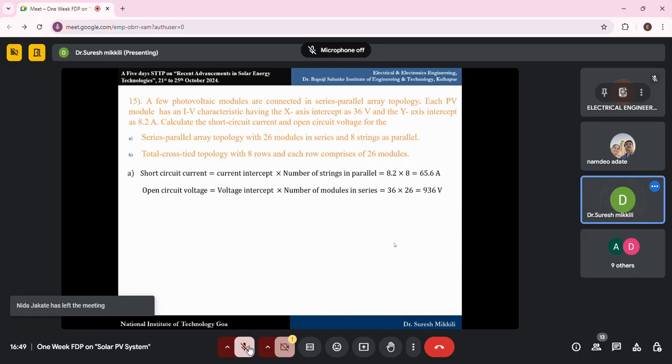Yes. Now total cross-tied topology. Try to understand TCT, total cross-tied topology. There are 8 rows. Visualize it: 8 rows, each row with 26 modules. Then how should it be calculated? You have 8 rows, each row 26 modules.